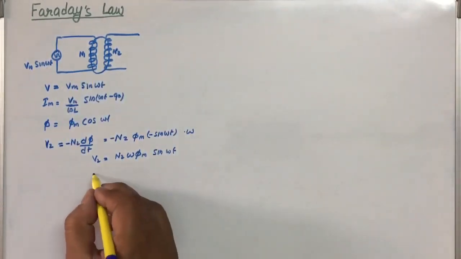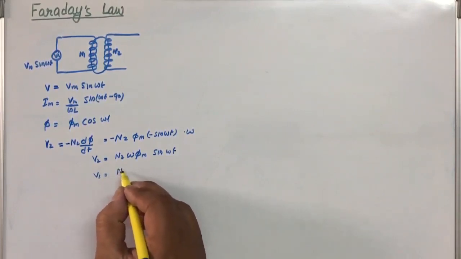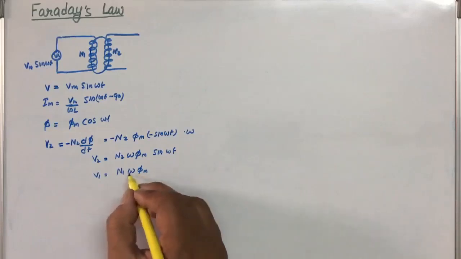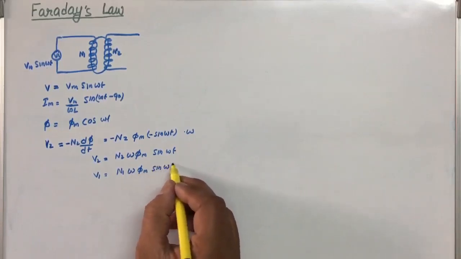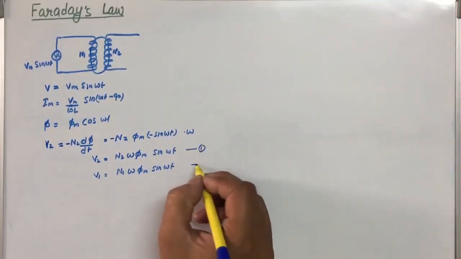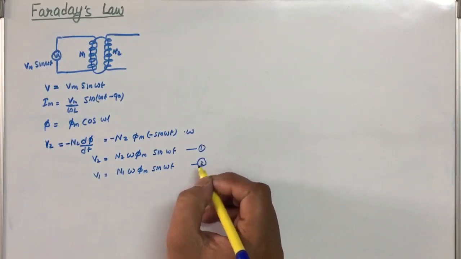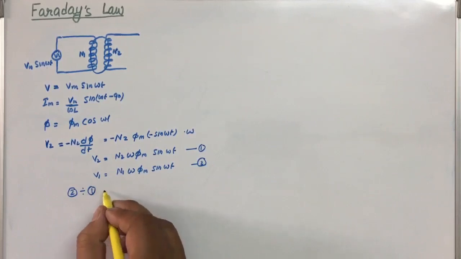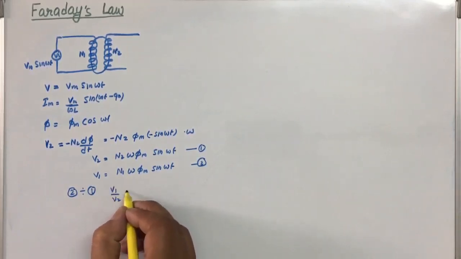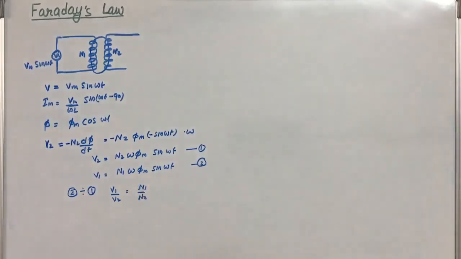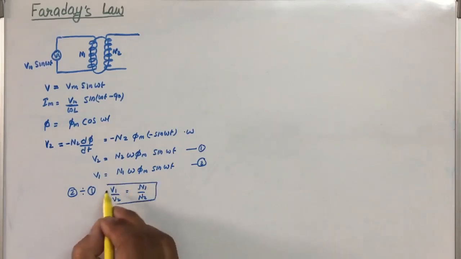Similarly, we can write V1 in the primary winding of the transformer in the same fashion: phi m omega sine omega t. And if we have equation 1 and equation 2, then just divide 2 by 1. From here we can say V1 divided by V2 can be written as N1 by N2. Remaining terms will be cancelled out. This is the basic principle of the transformer.